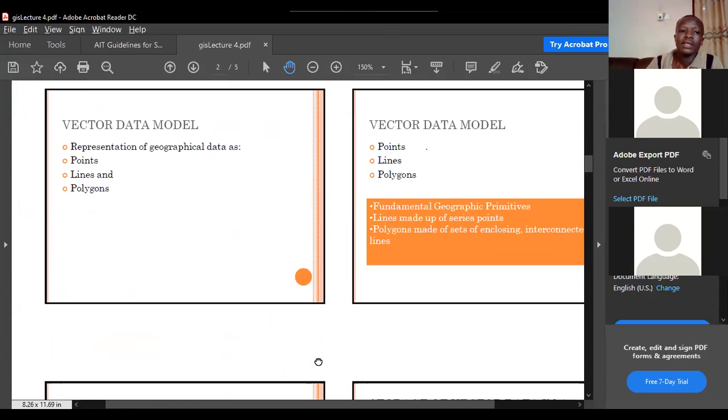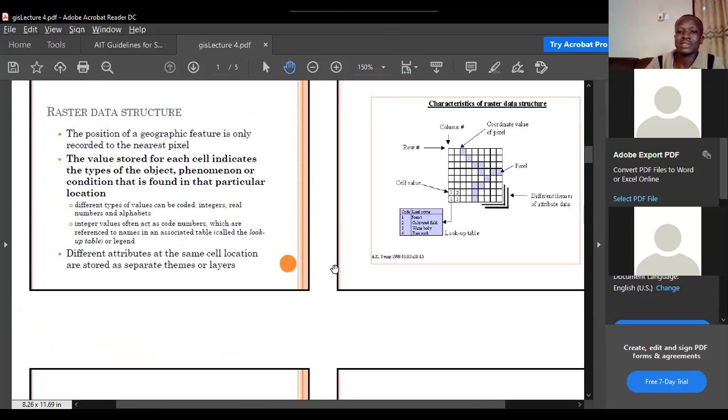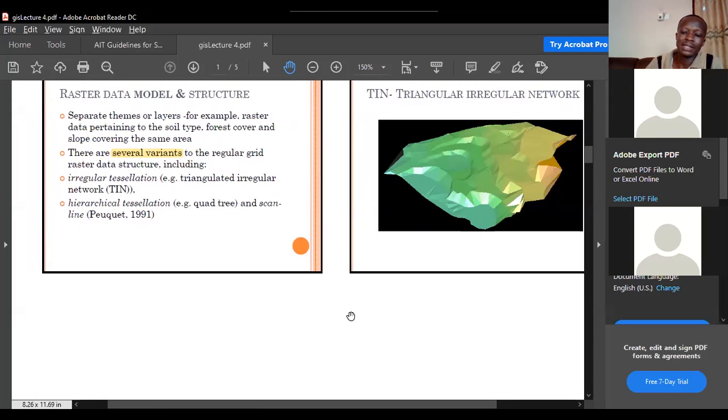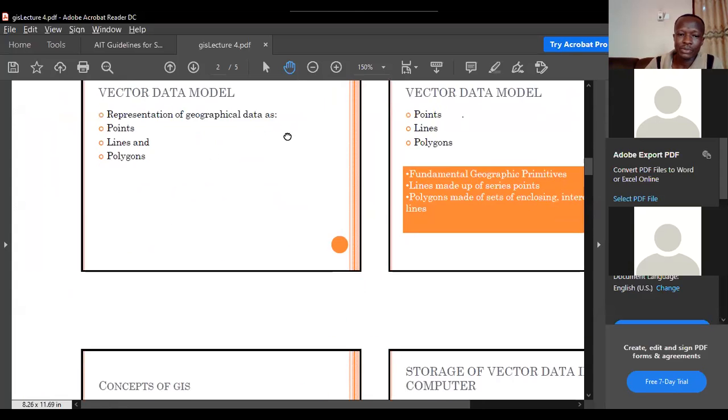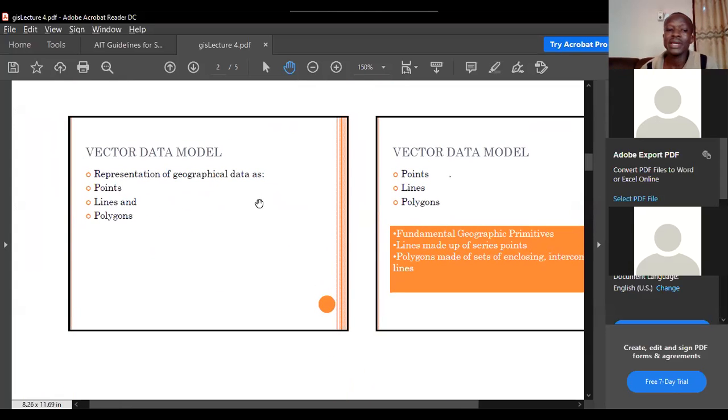Take notes. It's not everything we learn in class that comes in the exam. You have to take note of that. Let's look at the vector data model. The vector data model is made up of points, lines, and polygons. End of story. Very, very easy concepts.